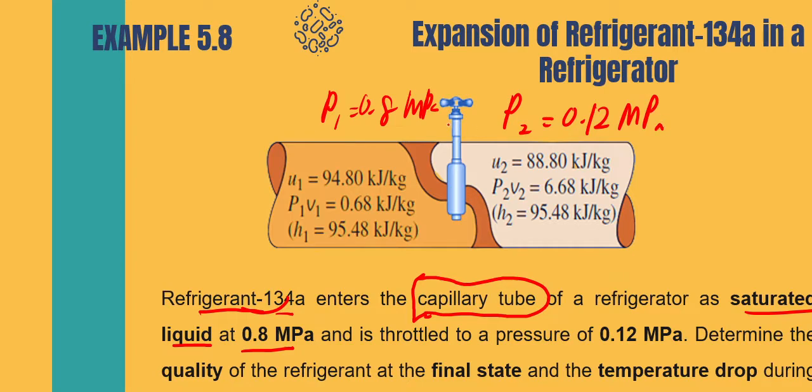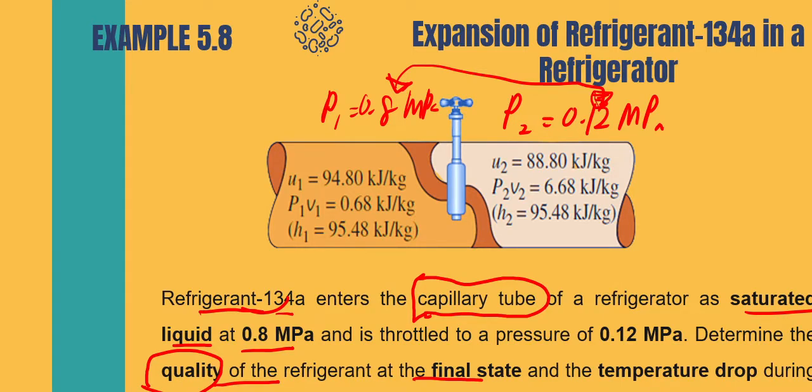So as you can see, there is a significant pressure drop. For restricting devices, there is a significant pressure drop. And then now you need to determine the quality of the refrigerant at the final state. What does it mean by quality? So you need to determine what? X. What's the value of X?